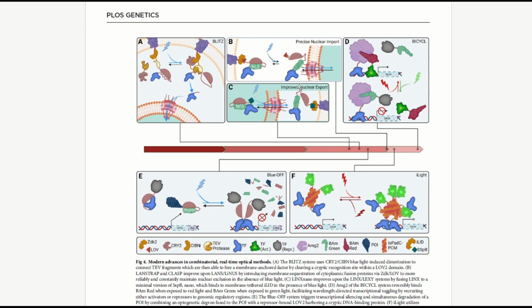cytoplasm. Similar to LANS-trap and CLASP in function is IRIS, which sequesters the LOV2 NLS fused protein of interest in the cytoplasm via fused QPAS1, which facilitates binding to a membrane-anchored BphP1 when exposed to far red light, and nuclear import by NLS exposure when exposed to blue light.